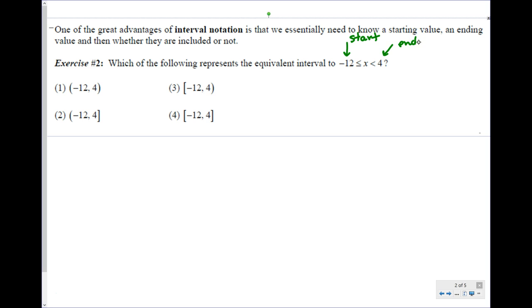And now you have to think about, is the negative 4 included? Yes, because it's got that equals to. So this is like saying a closed bracket on negative 4. Is the 4 included? Nope, because it doesn't have the equals to underneath it, so that would just be 4 with a parentheses. Your answer choice is number 3. Easy. And again, if you're confused or lost, mark this in your notes on your page and then come to class or email me with your questions, right?